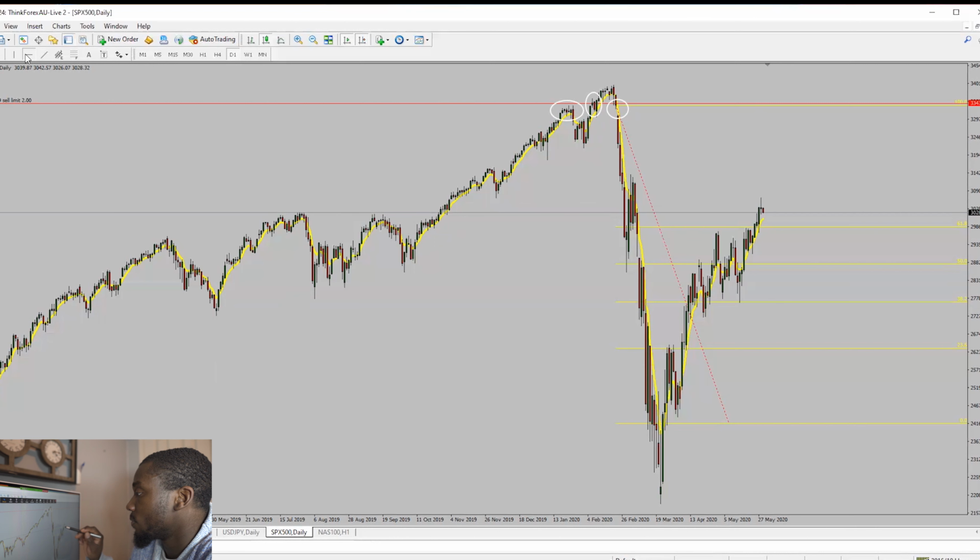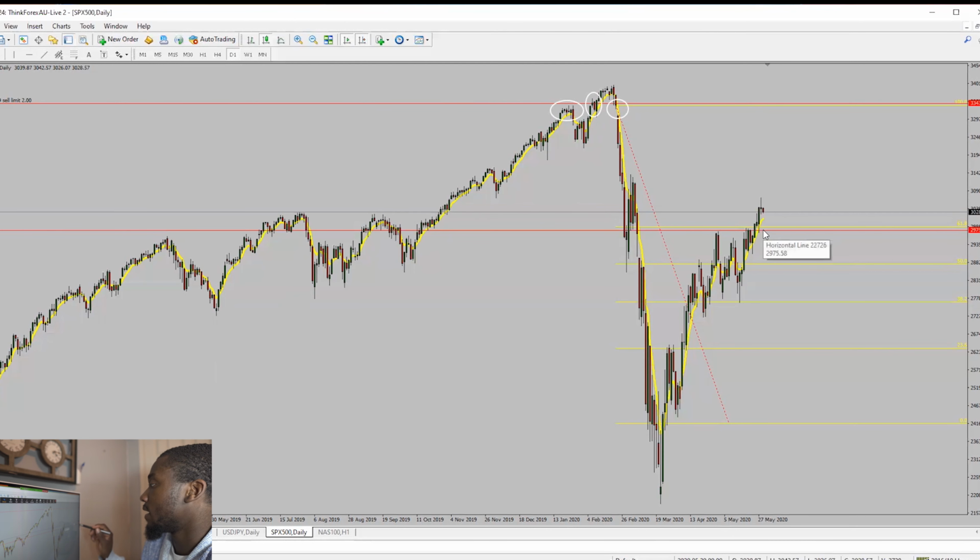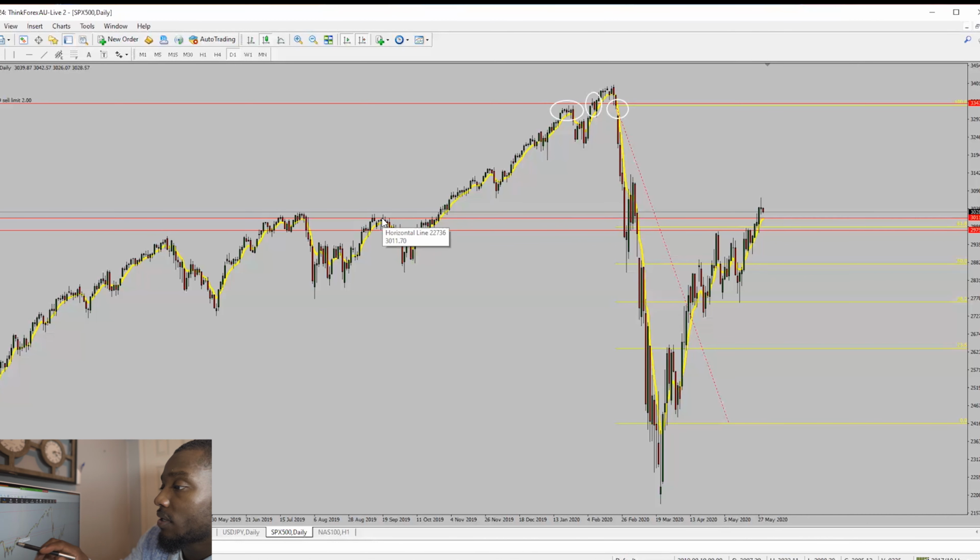We got the 61.8 line, which acted as a resistance line at some point. Also, the 61.8 lines up perfectly with that old resistance there. We got there, we got here. Okay, so that's the fib.